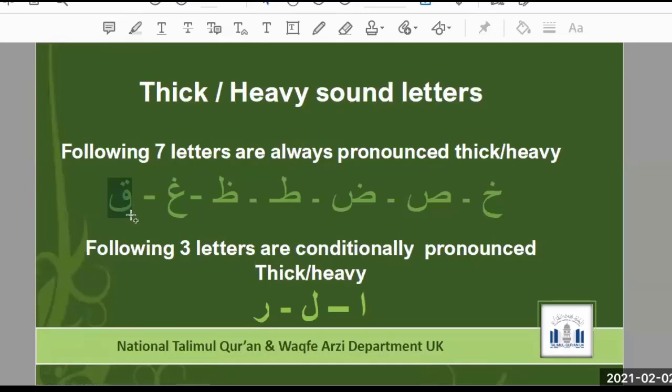Okay. What is this letter? Qaf. And what is similar to this letter, but it's thin? It's the other qaf. Qaf, well done. Yeah, qaf and qaf.